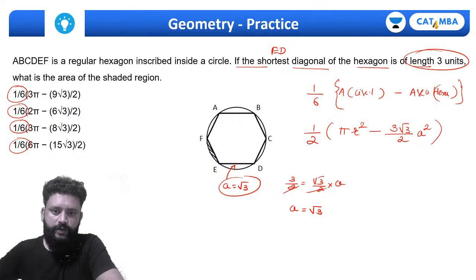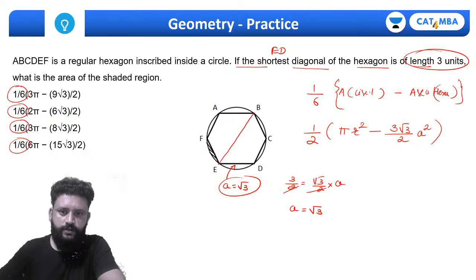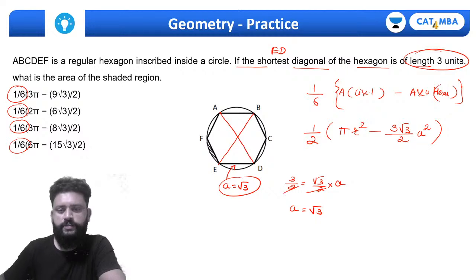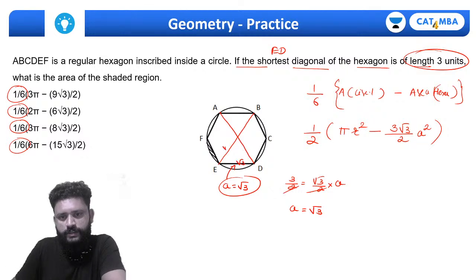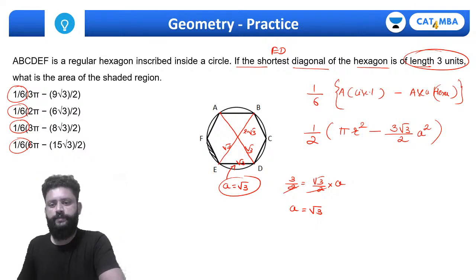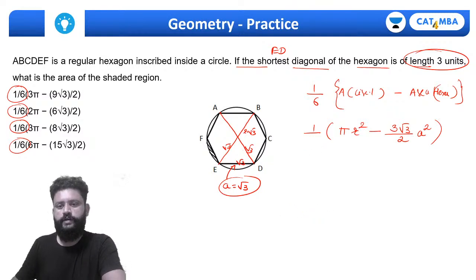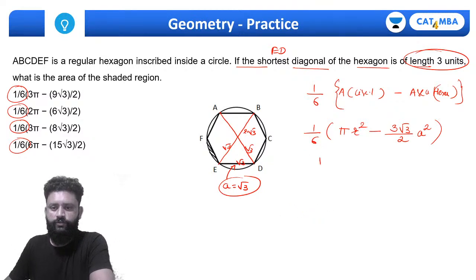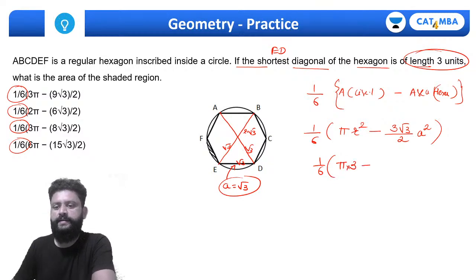Now, if we connect the diagonals, I'll just connect a few diagonals, दो diagonals की जरूरत है. ये √3 है, we know this is going to be an equilateral triangle, तो ये सब √3 होगा, तो radius of circle भी √3 ही है, and ये भी √3. So now we can simply solve it. It's not 1/2, it's 1/6. Okay, so we can get 1/6 into pi into √3 square, which will be 3, minus 3√3/2 into a square, that is also √3, so it will be 3.